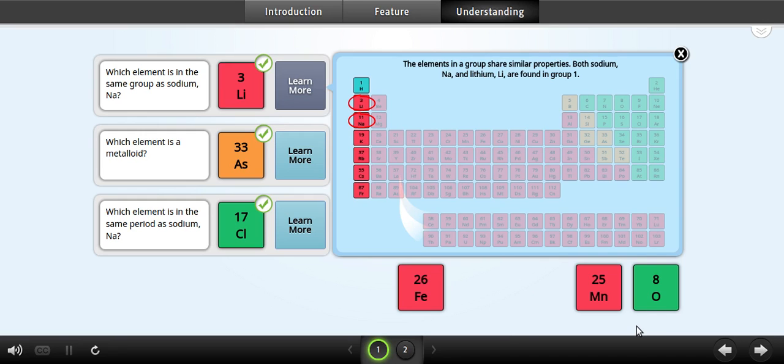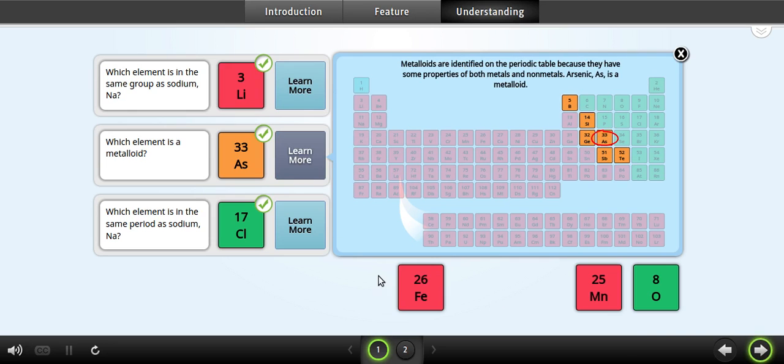The elements in a group share similar properties. Both sodium, Na, and lithium, Li, are found in group 1. Metalloids are identified in the periodic table because they have some properties of both metals and nonmetals. Arsenic, As, is a metalloid.